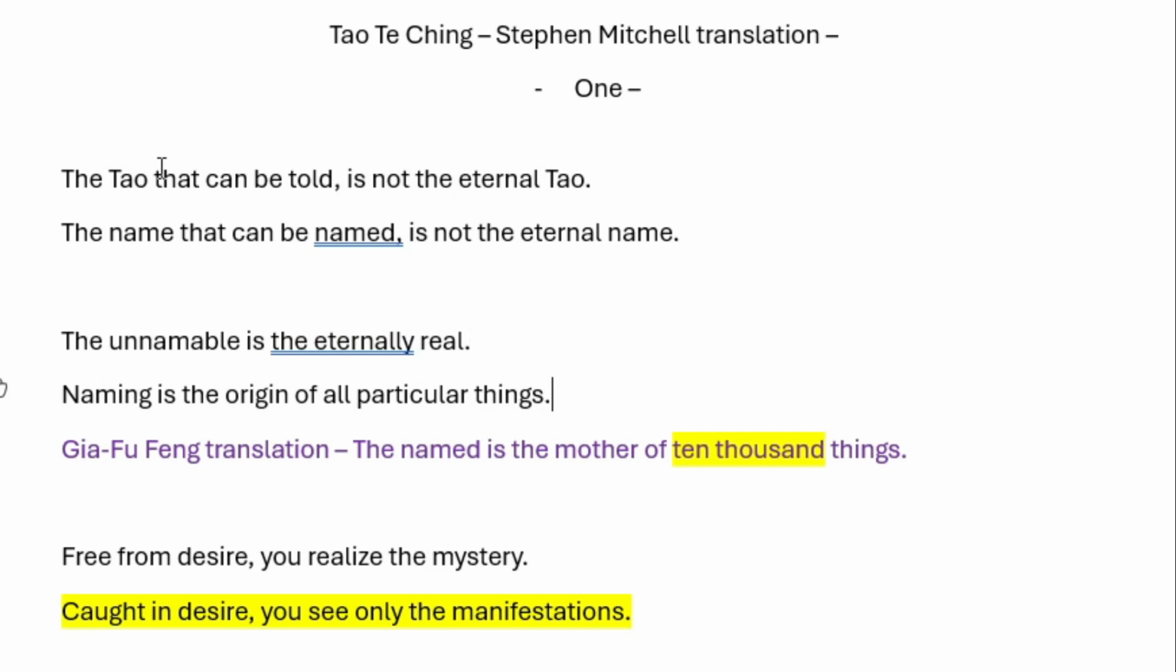What this really means is that we're growing up in life. We're a mental product of our life experiences, and whatever we name as our life experiences and classify through memory and emotions is the origin of that. Our memories are what we are. Another translation says the named is the mother of 10,000 things. So it's a large number.